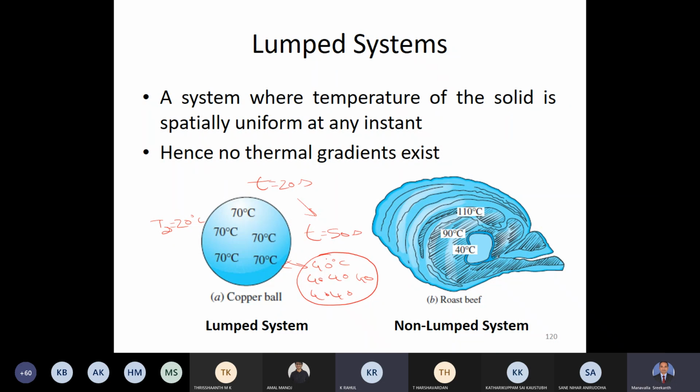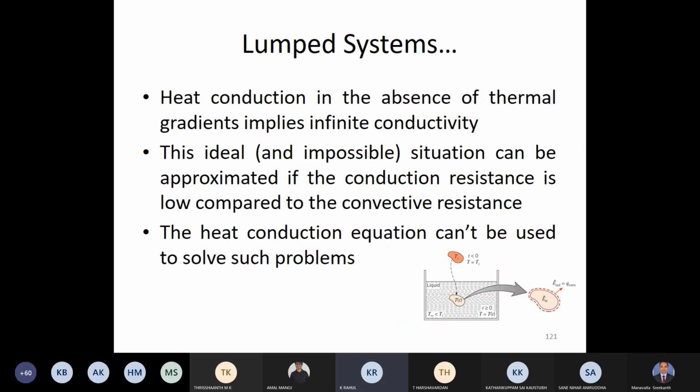What about conductivity, thermal conductivity? If the thermal conductivity of the material is good, that means the material has got a low thermal resistance. In such a case, there is a possibility of having this uniform temperature distribution throughout. So that word uniform temperature is important. All over the place, the temperature should be very much the same.